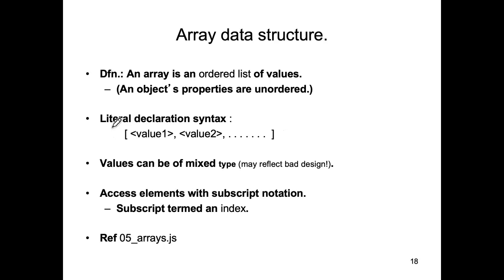So declaring an array looks the way you would do it in any other language. Use your square brackets to enclose your array, and then your values are separated with commas. The values can be of mixed type. Again, that's allowed, but it's probably not a great idea. It's better to have your arrays storing one particular data type, be they objects or primitives. And we access elements within our array using the subscript notation. So it's quite similar to objects in that sense, but the subscript is always an index. It's an integer value. And I'm assuming people are familiar with using indexes anyway, so I don't need to go into that.